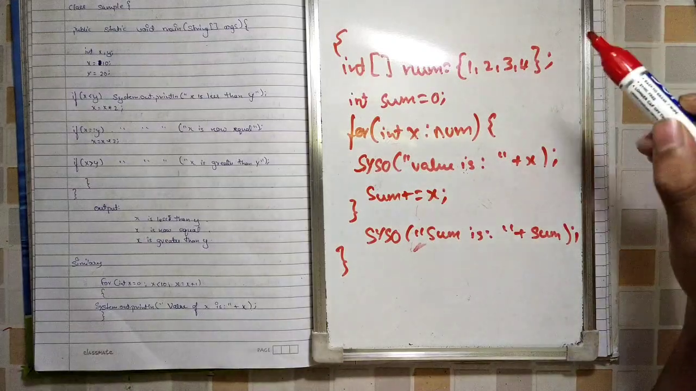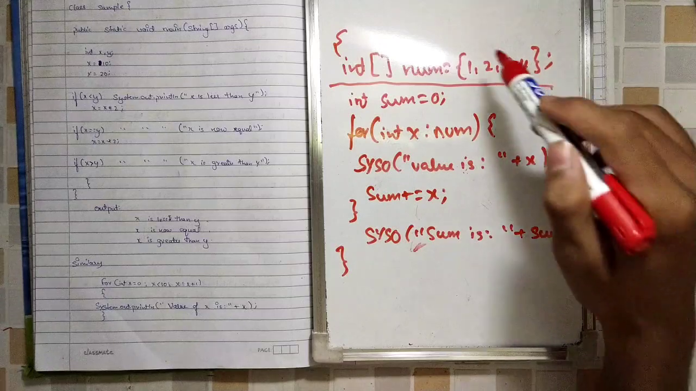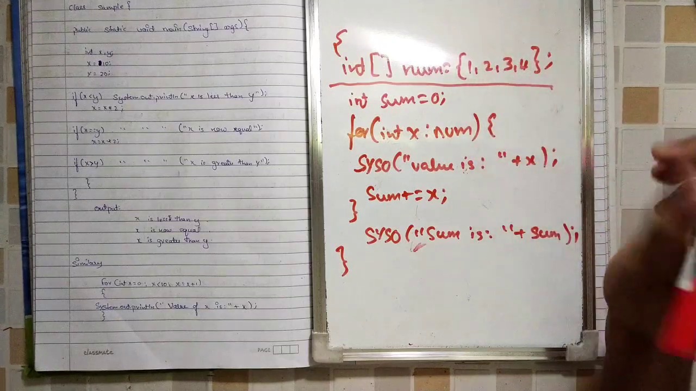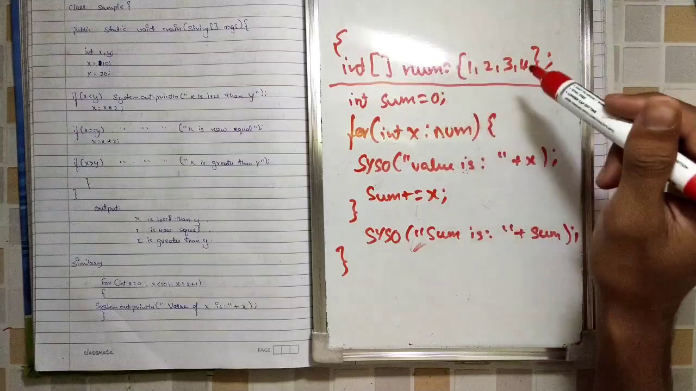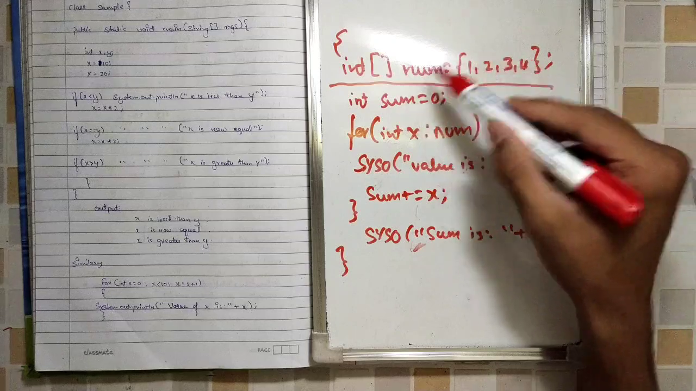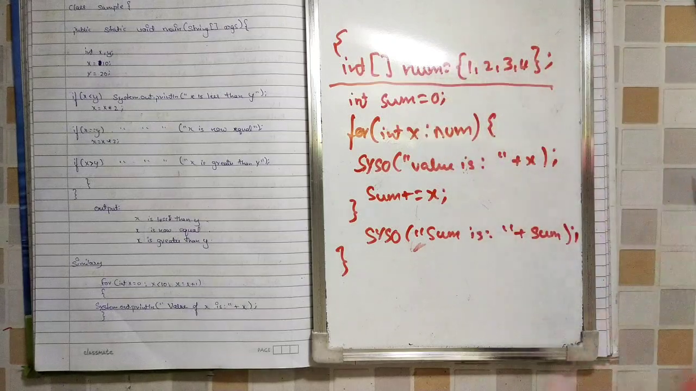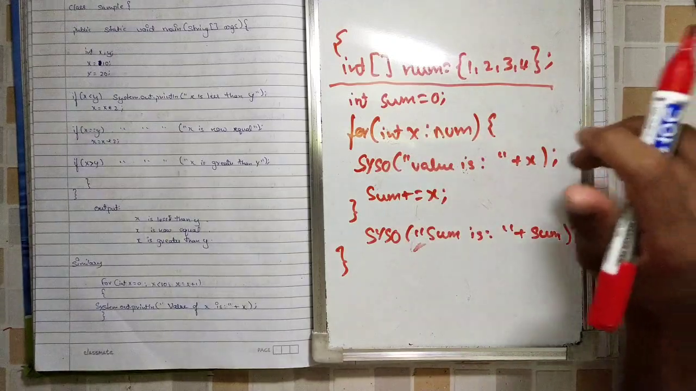So here, usually this thing is new for us, so I'll talk about this later in the arrays video. Just understand that we have declared an array of numbers and we have also initialized the values in the same line, that is, this array num has 1 2 3 4. And now I have also declared a variable, sum equals 0.